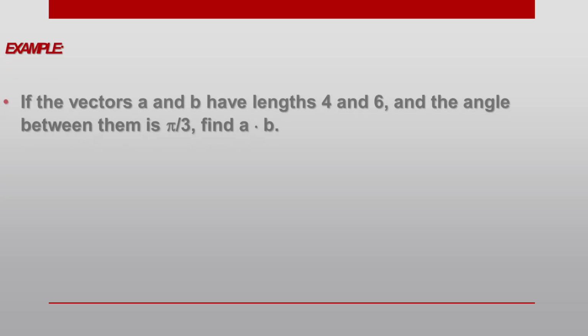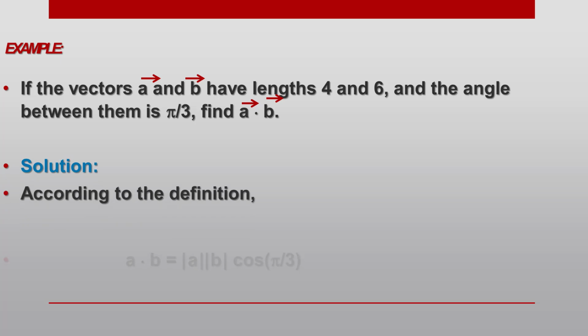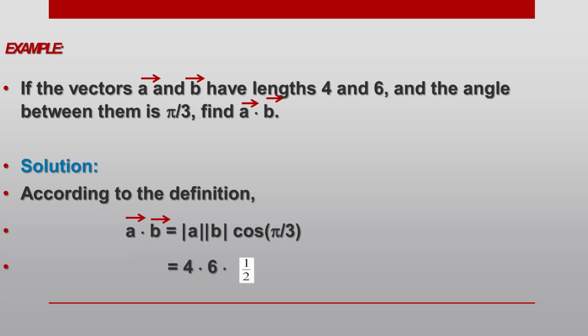Now consider a simple example related to the dot product. Suppose we have vectors A and B with lengths 4 and 6, which are the magnitudes of these two vectors, and the angle between them is pi by 3. Find A dot B. We simply put in the formula: A dot B is equal to the magnitude of A multiplied by the magnitude of B into cos of pi by 3. By putting in the values, we will get 12.